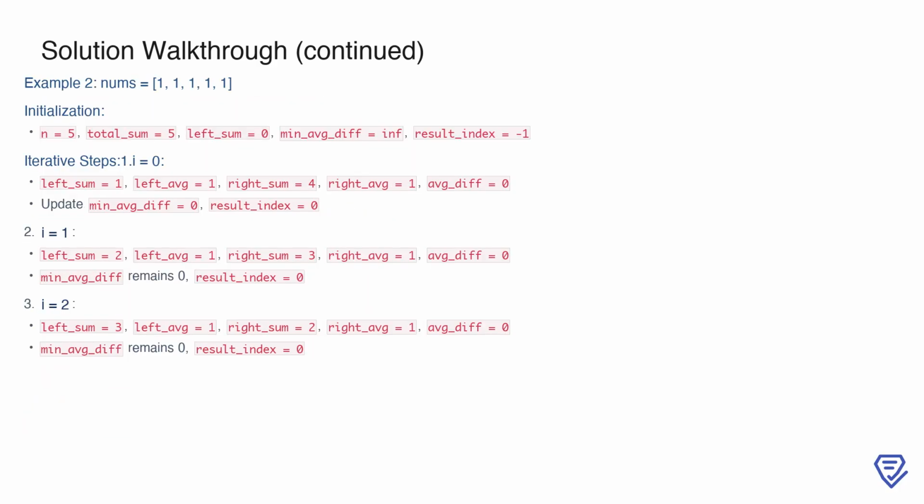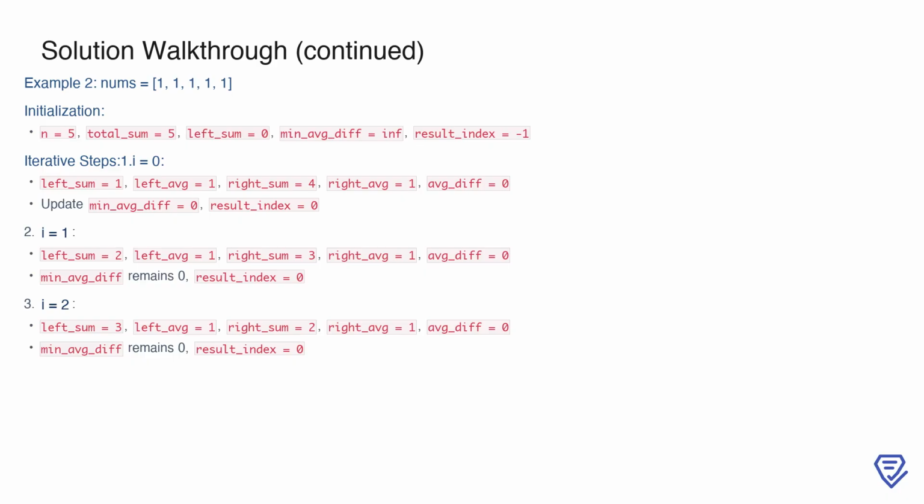In the second example, where nums equals [1, 1, 1, 1, 1], we initialize the variables: n is 5, total_sum is 5, left_sum starts at 0, min_average_diff is set to infinity, and result_index is -1. For i equals 0, adding nums[0] equals 1 to left_sum gives 1. The left average, left_average, is 1/1 equals 1.